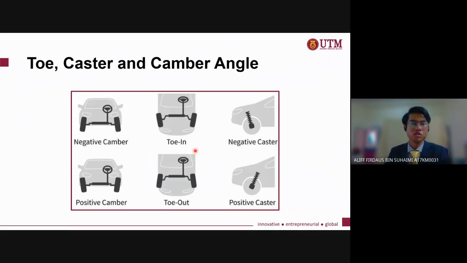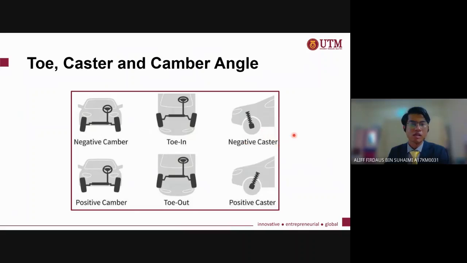it is measured from the top of the vehicle, as you can see here in the picture. The toe in is where the wheel leans inwards of the vehicle, while for the toe out, the wheel leans outwards of the vehicle. And the toe angle must be set correctly because, as you can see here, it can affect the tire wear and also the stability of the vehicle and handling.